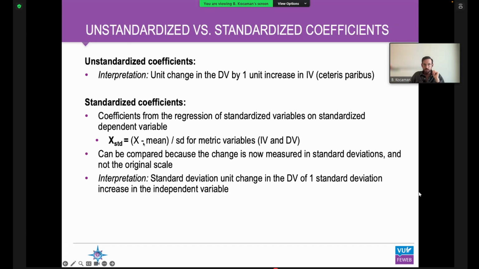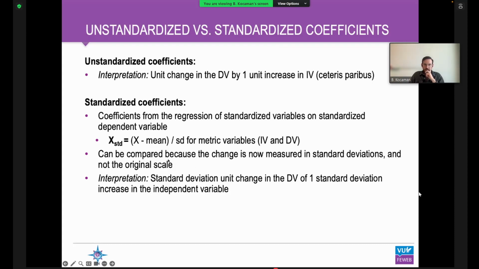You basically take out the mean from each observation. So we had, for instance, the real waiting time. For each person, real waiting time minus the average waiting time of all these people, divided by the standard deviation of the waiting times in your data. And you do this only for metric variables, because, as you remember, mean and standard deviation are only meaningful for metric variables. You do this for both independent and dependent variables.